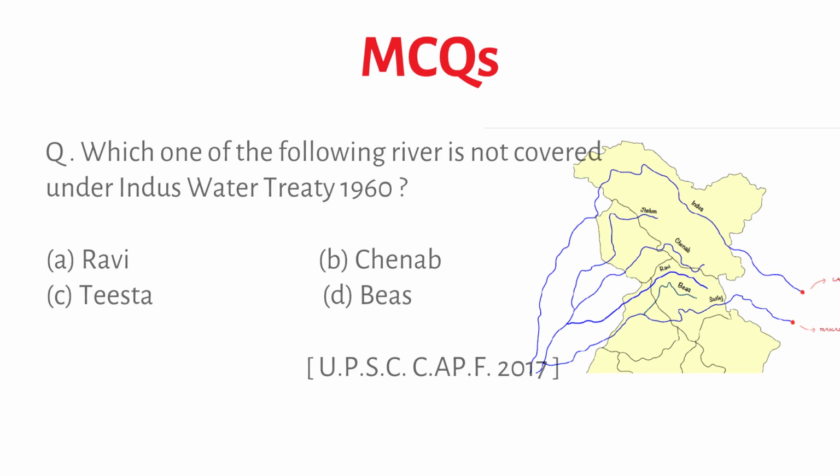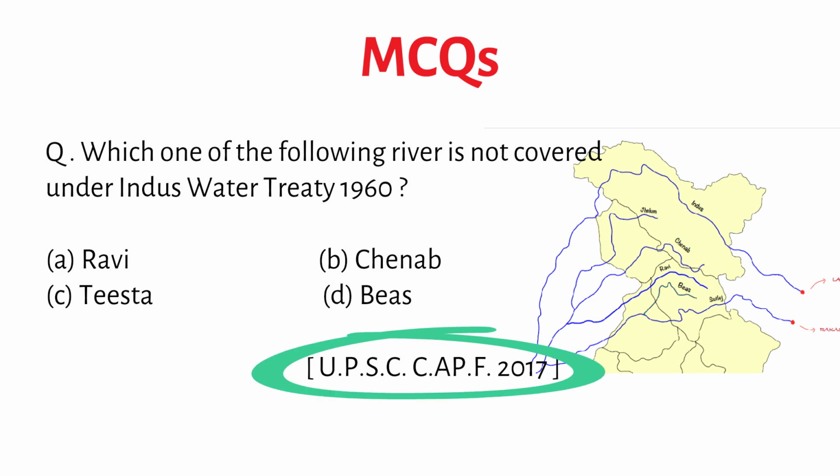Now let's look at the question of UPSC CAPF 2017. Which one of the following rivers is not covered under Indus Water Treaty 1960? So Indus Water Treaty, Ravi, Chenab and Beas, these all are tributaries of river Indus. Option number C, Teesta is nowhere connected to Indus. So answer will be option number C, Teesta. So that's it for today. Next we will look at Brahmaputra drainage system.